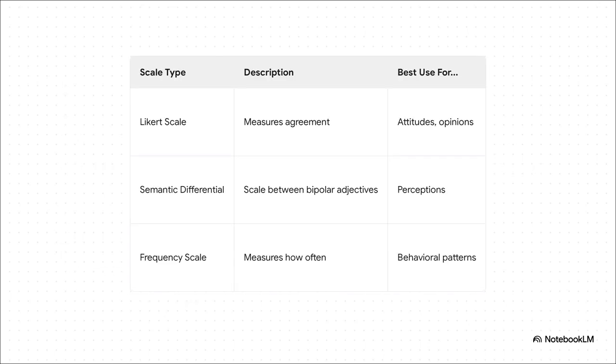And beyond just the wording, the very format of your answers is another critical design choice. Are you trying to measure attitudes? Well, then you'll probably want to defend using a Likert scale. Gauging perceptions? A semantic differential is the right tool for that job. In your methodology chapter, you have to justify why the scale you chose was the most valid and reliable way to capture the specific data you needed.